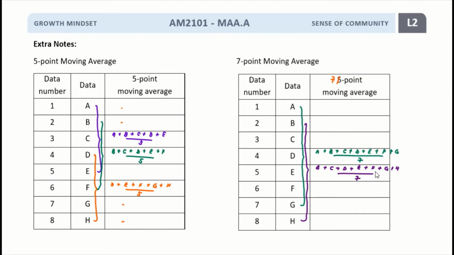Alright, so that's basically the part about odd point moving average. So now we'll be looking at the second part, which is the even point moving average.